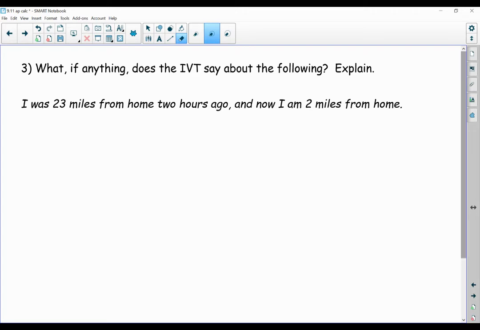So what, if anything, does IVT say about the following? Explain. I was 23 miles from home 2 hours ago, and now I'm 2 miles from home. So what could I say about IVT? Well, I can first make a statement. Distance is a continuous function.